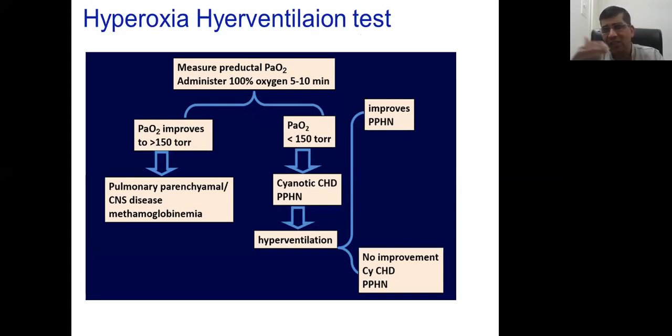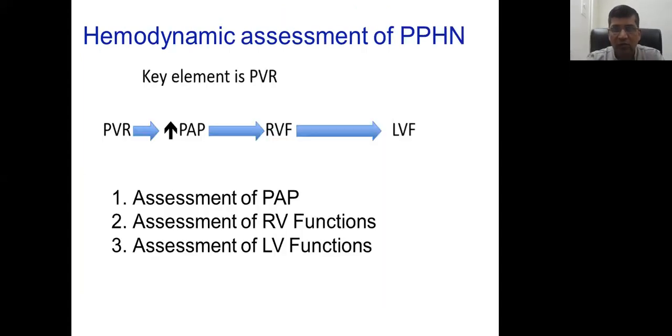Along with that, naturally later on you do the hyperventilation test, and once your PO2 improves, naturally you are dealing with pulmonary causes. But if it doesn't improve, you have to hyperventilate, and if you are still struggling, ultimately you have to do the echocardiography. That is the most important component.